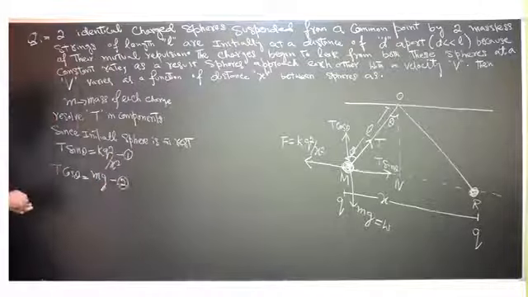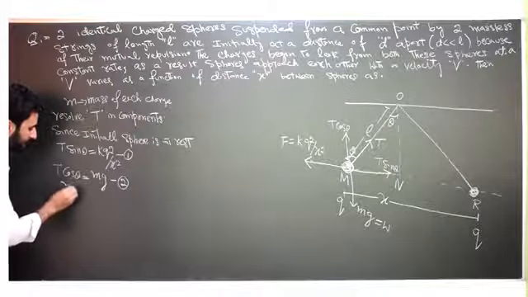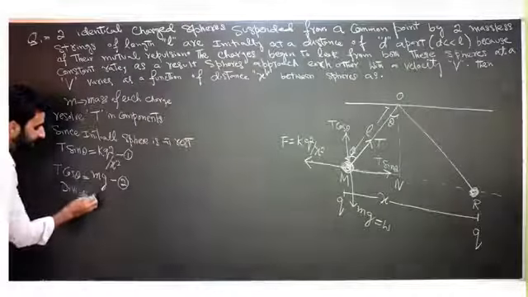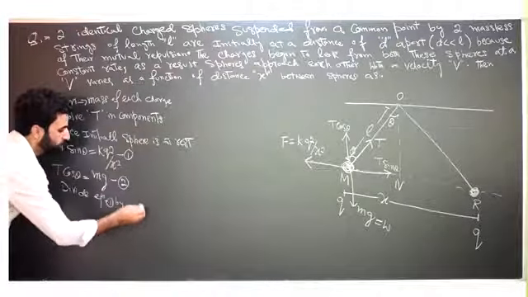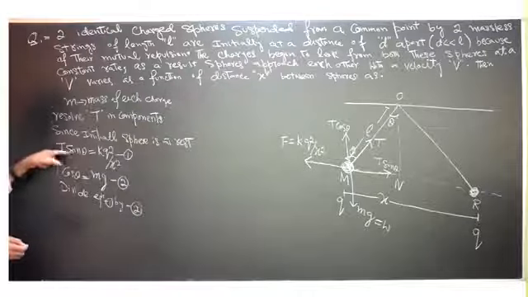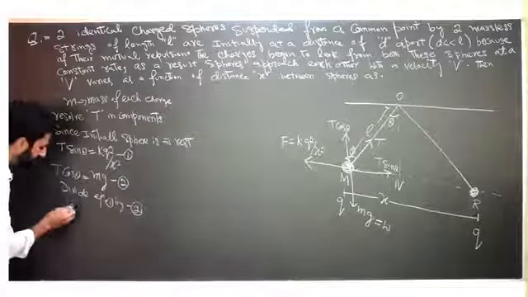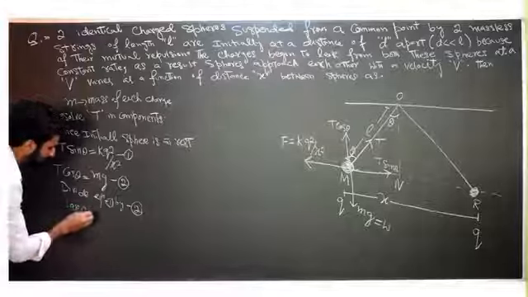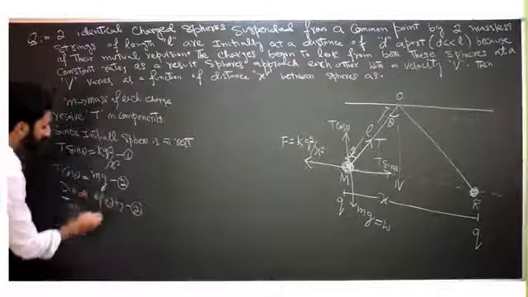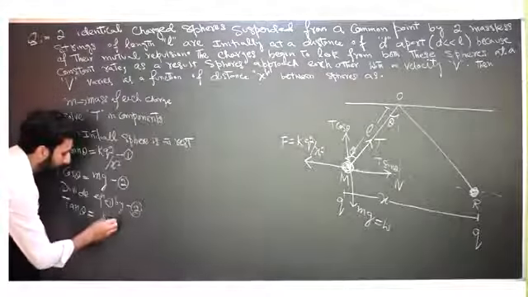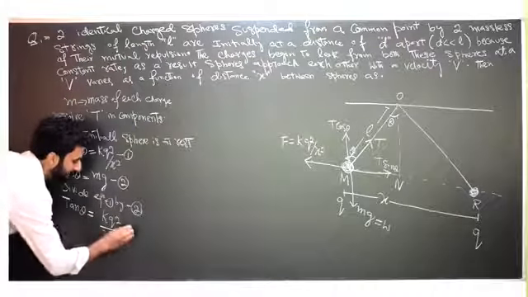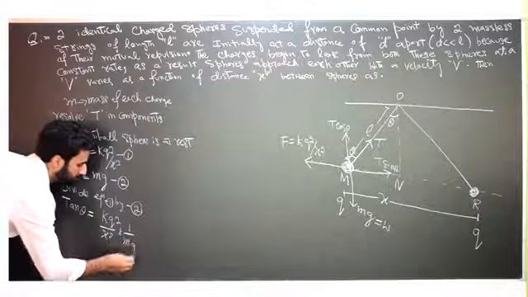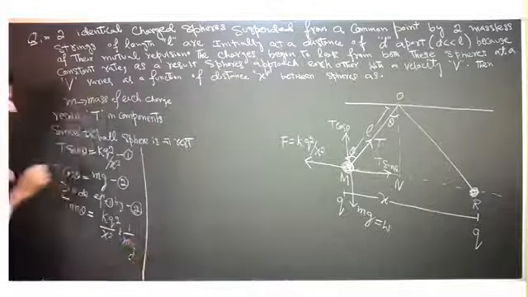If we divide equation 1 by equation 2, T and T will cancel, sin theta by cos theta is tan theta. This is equal to k q square by x square into 1 by mg. Okay, this will be tan of theta.